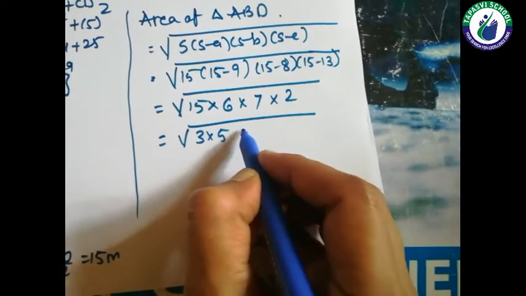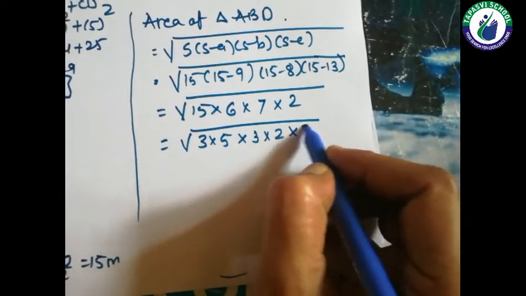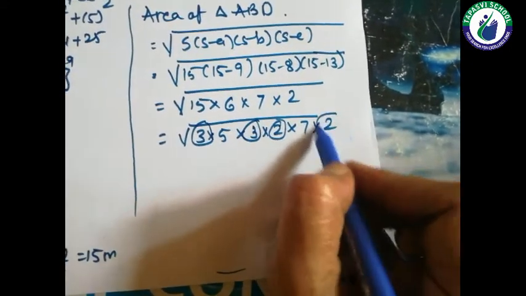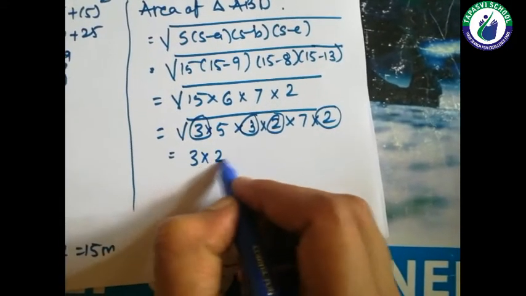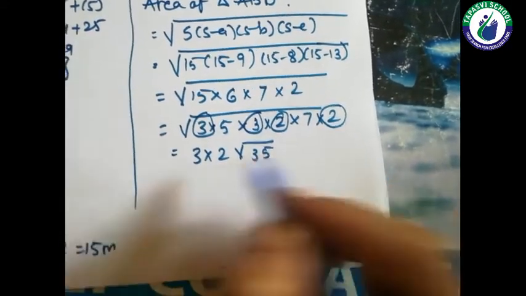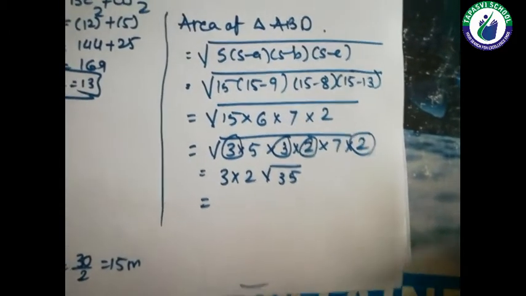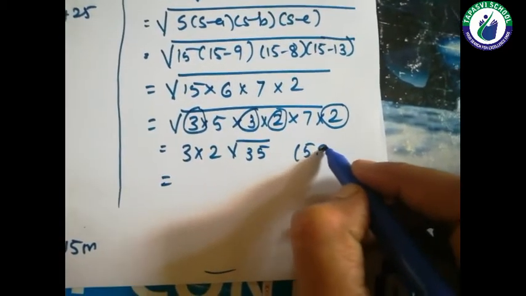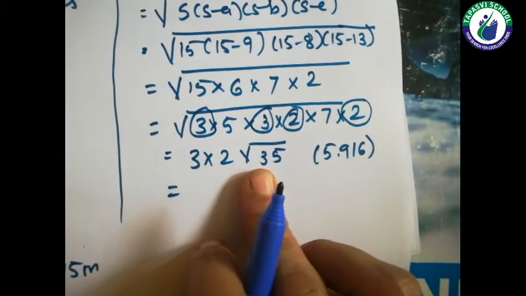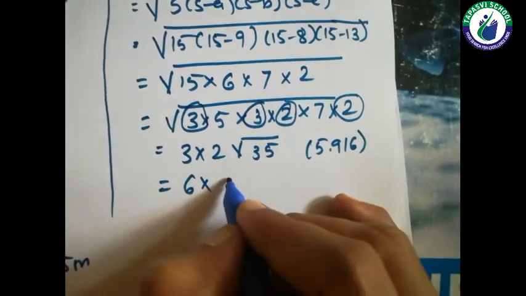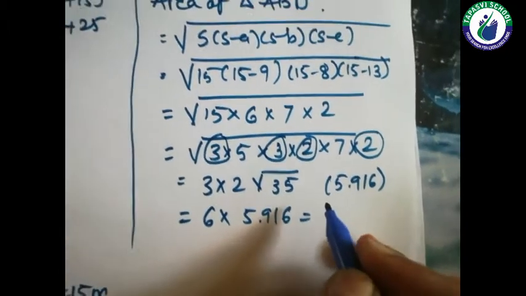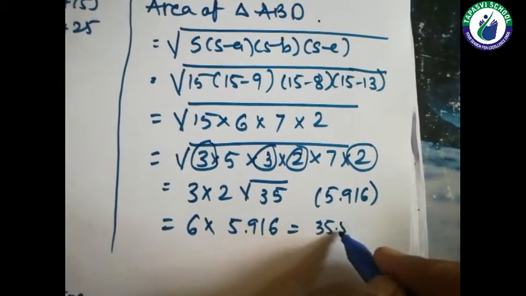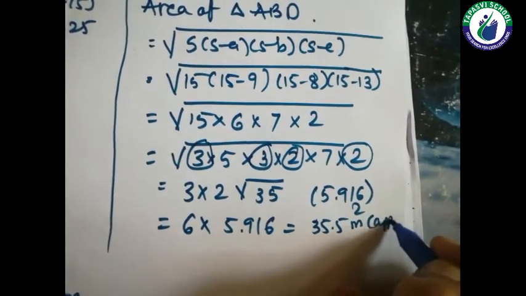3 5s are 15. 3 2s are 6 into 7 into 2. 3 2 times, 2 2 times. So 3 into 2 and 5 7s are 35, in under root sign we will put. Now by the long division method we will find out the value of under root 35. So 6 into 5.916, that will be 35.5 meters square approximately. This is an approximate value.